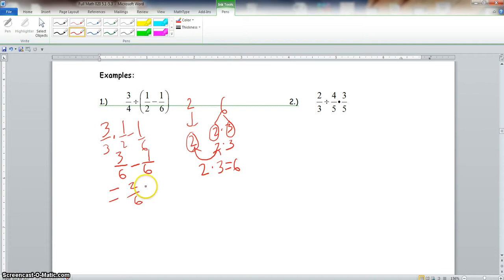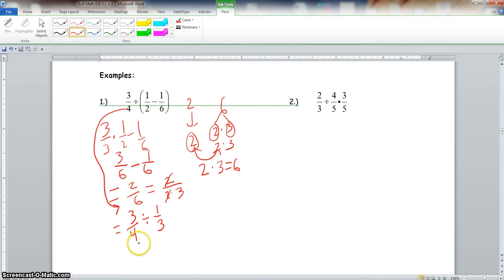Now we can simplify that by doing the prime factorization. We know 2 is prime, and we already found the prime factorization of 6, which is 2 times 3. Now these two 2's simplify out, and you're left with 1/3. Now we bring down this 3/4 and the division sign. So now we have 3/4 divided by 1/3.